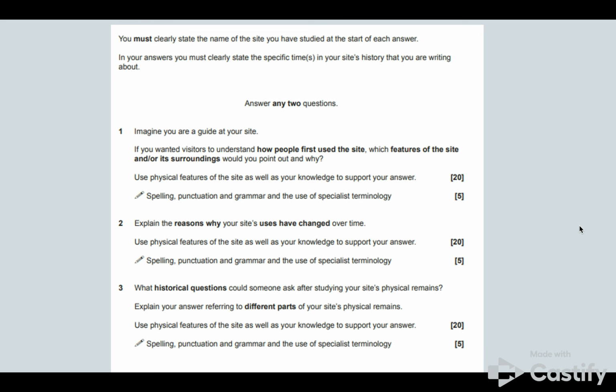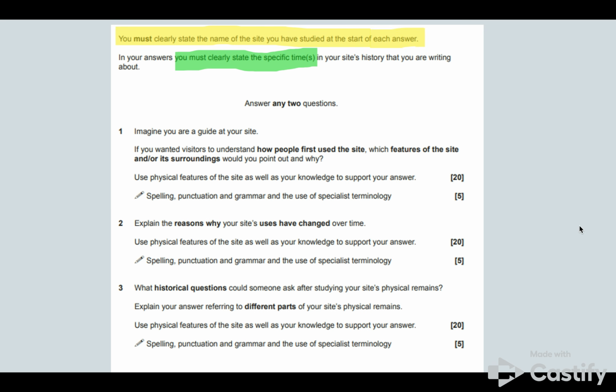Now, we are going to look at some specific questions in a moment, but before that, I'd like to look at this exam paper from 2025 and just catch a couple of really key things. So first of all, it says you must clearly state the name of the site, that's Kenilworth, at the start of each answer. So both of your answers, you've got to write Kenilworth Castle. Simple thing, but also an easy thing to miss if you're rushing through. And then it tells you you've got to clearly state the specific times in your site's history you're writing about. So that might be military or palatial, or it might be even more specific, like the time of King John. It might be even more specific than that, like a date, 1266, in the military era, and the Great Siege.